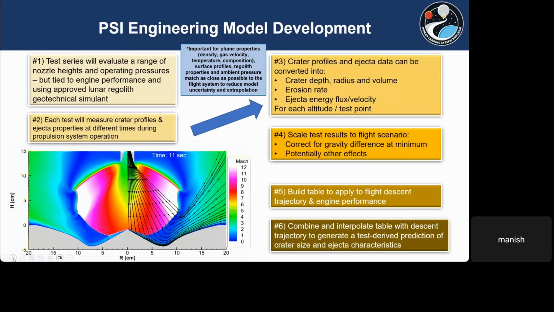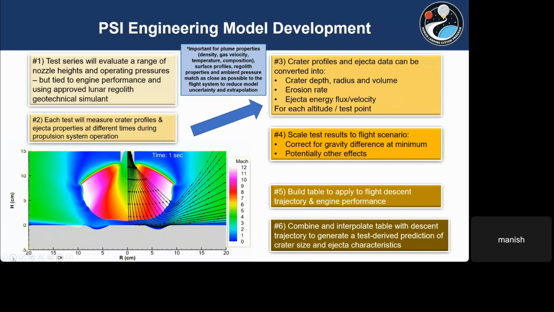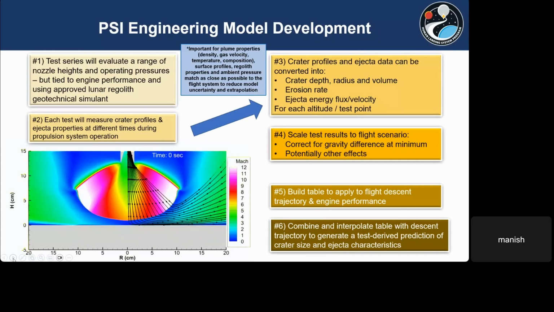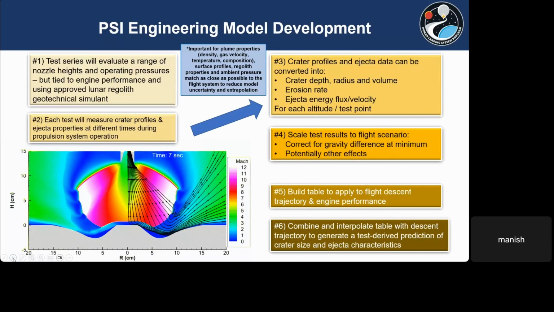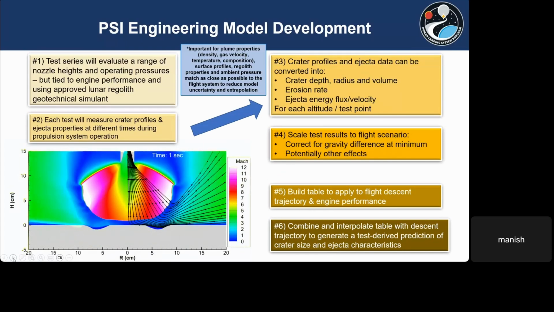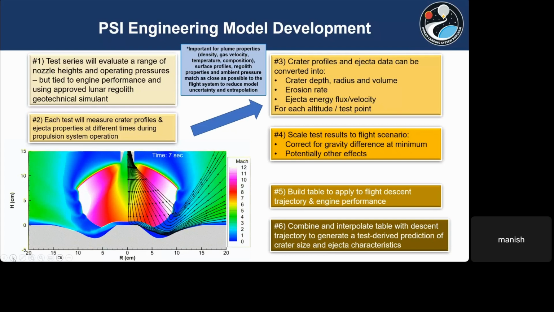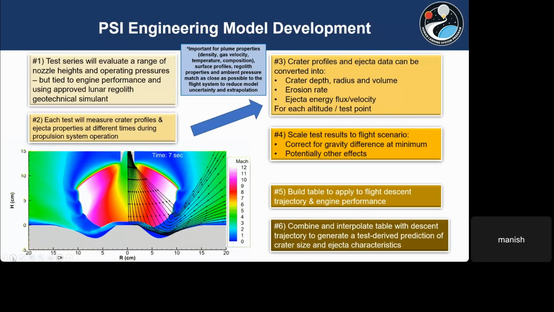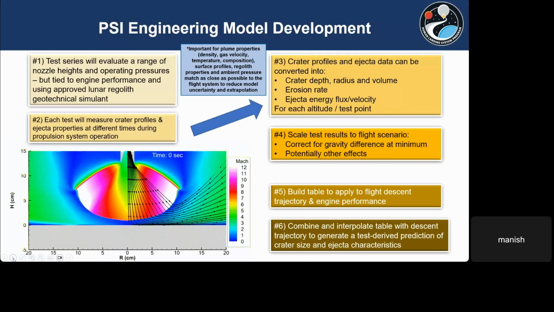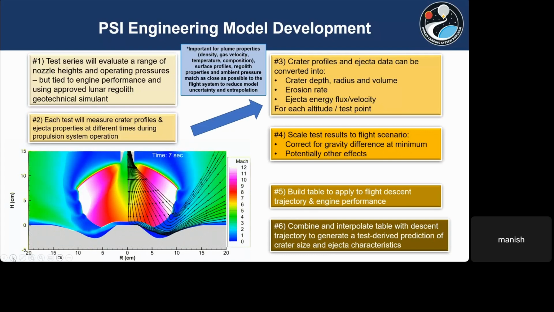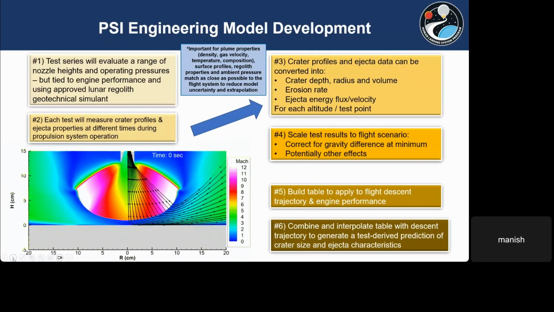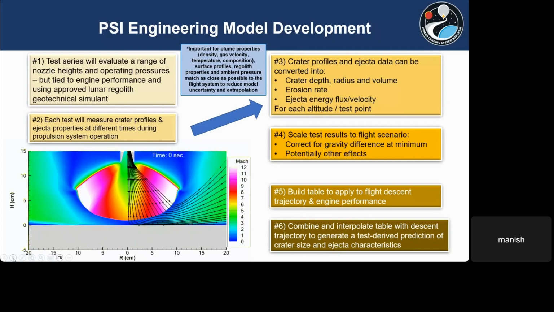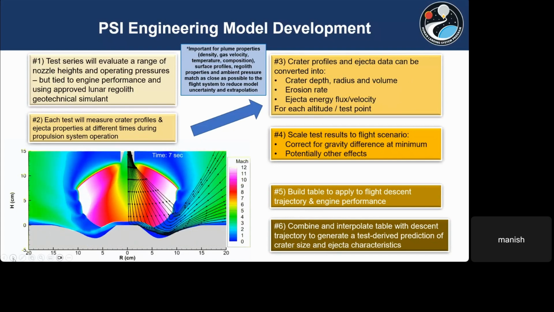That's the first thing. The test series will evaluate a range of nozzle heights and operating pressures, tied to engine performance and using approved lunar regolith geotechnical simulants. For this model to stay true, if you don't target a specific system, it becomes more challenging to develop an erosion model, as I'll talk about going forward. Each test will measure crater profiles and ejecta properties at different times during the engine operation.